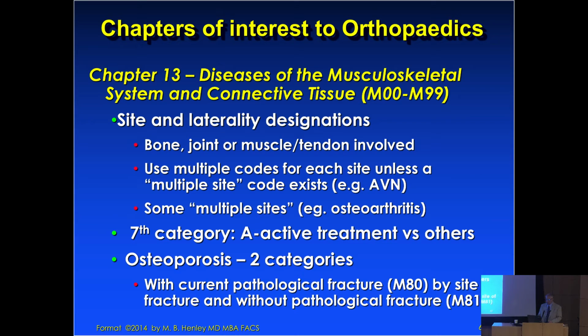Because osteoporosis is felt to be a disease, it's found in this chapter, even if you have a fracture, because pathological fractures are found here. It's not a traumatic condition fracture. The bone shouldn't have failed in normal use, and so you have the M80 for pathologic fracture by the site of the fracture and M81 if there's no fracture, just for osteoporosis.